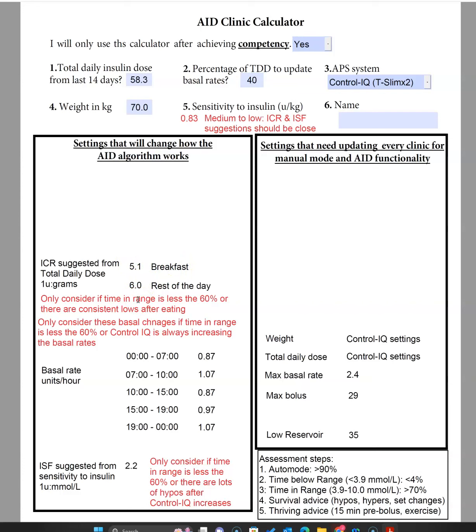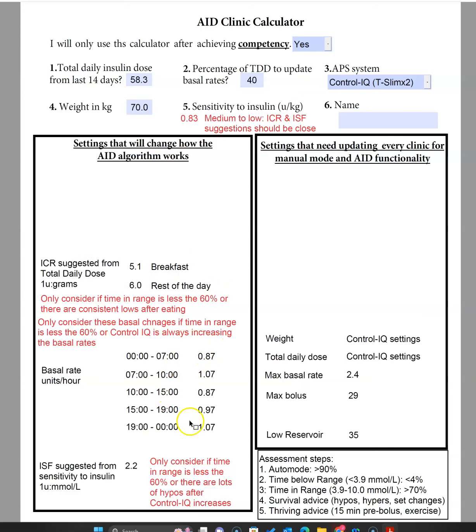So if someone's already got 70-75% time in range and things going fine, you're not even going to consider these, it's likely. However, if someone's got less than 60% time in range, it may be that they need some optimization of their carb ratios. These are some suggestions based off general rules, but obviously use your clinical judgment. These are just here based off the average person. Who you're seeing is not necessarily the average person.